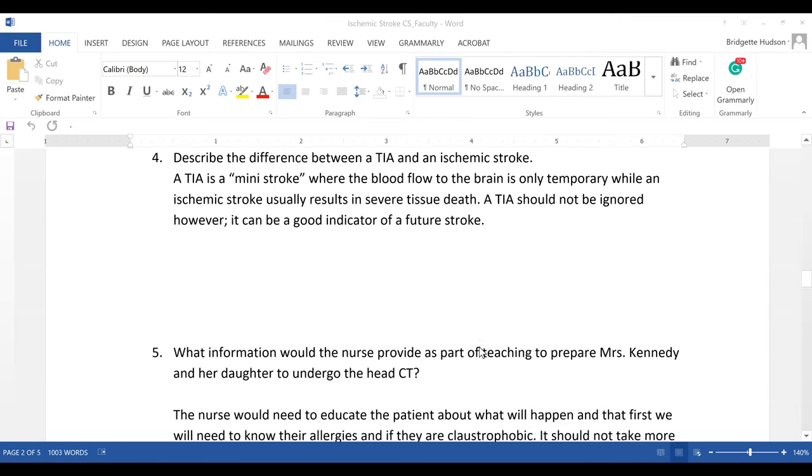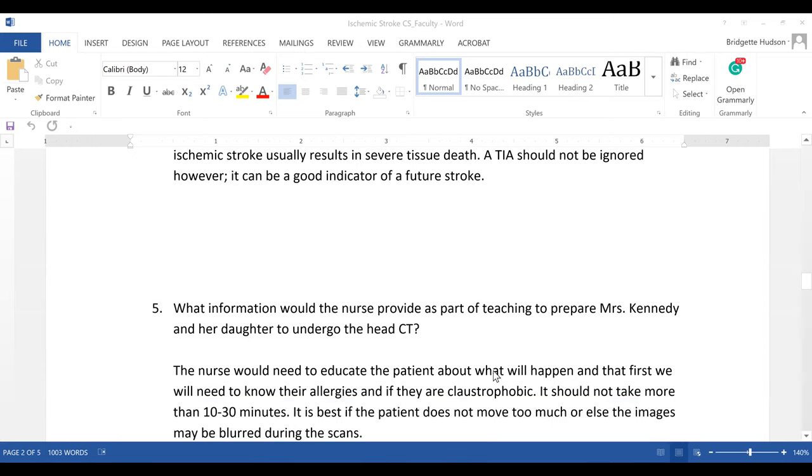Isn't it super quiet? Are you talking about the CT? The machine makes some noise. Yeah, the machine makes noise. You can hear things beeping and clicking, but you don't necessarily know where it is, but we don't want her to move her head. So we want to educate her on what's going to happen. And first we need to know her allergies and if she's claustrophobic.